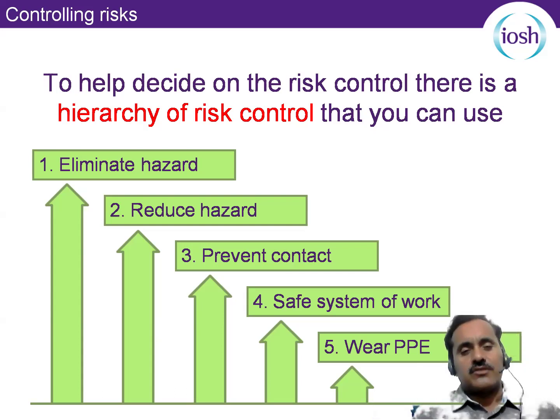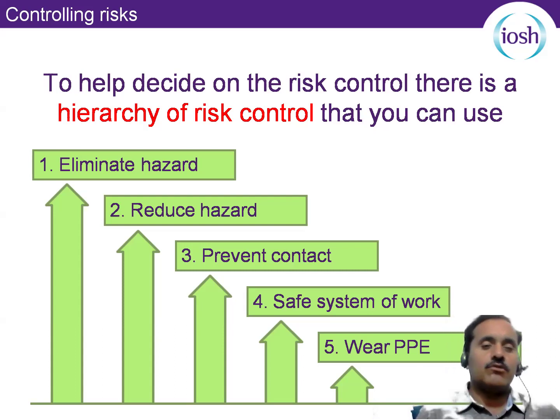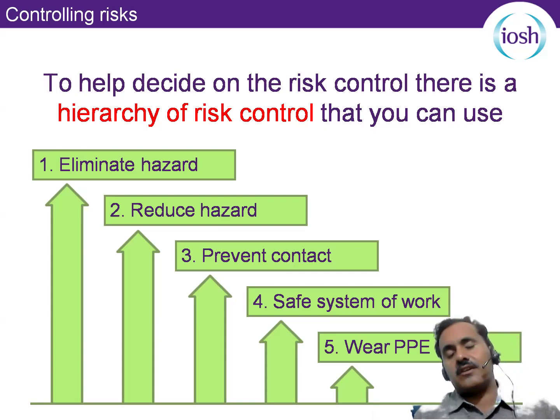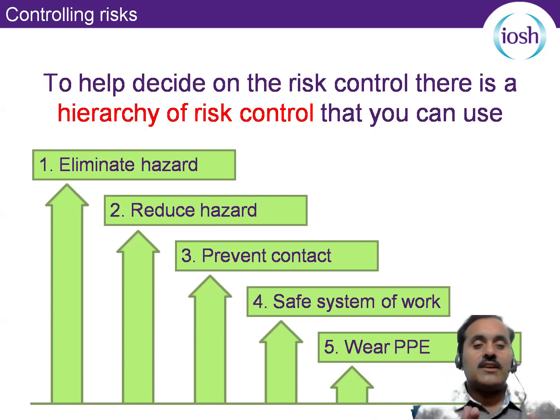The first and the most effective control is eliminate. Eliminate means we try to eliminate the problem 100%. In some cases, elimination is not possible, meaning we cannot control the hazard 100%. For example, if there is noise, we cannot control the noise down to 0%. So if elimination is not possible, then we will move to reducing the hazard. Reducing the hazard means that either we are reducing the likelihood or we are reducing the consequences.